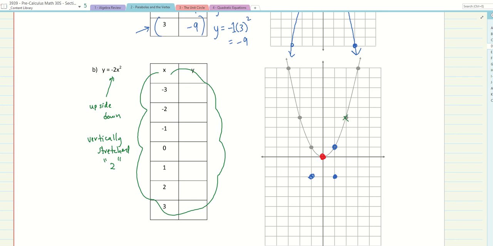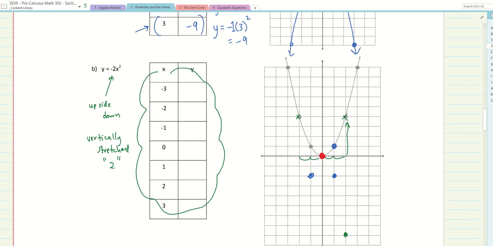My next point over used to be 2 over 4 up. Now I'm going to go 2 over. I don't change the amount that I go over. It's only ups and downs. So instead of going 4 up, I'm going to go down twice as much. So I'm going to go 8 down. That takes me to there. And if I do it on one side symmetrically, I do it to the other as well. So instead of going 4 up, I go 4 down.